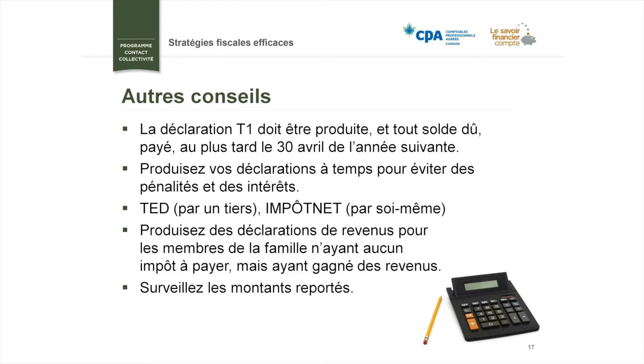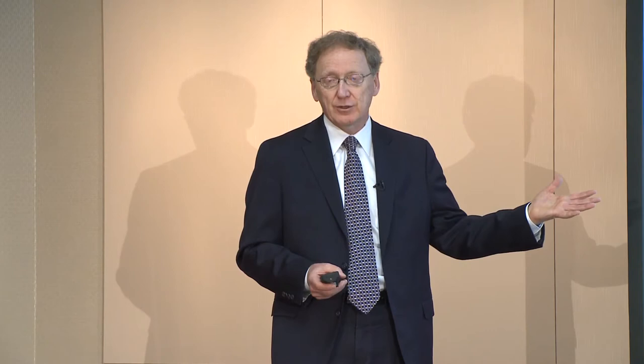If you don't have a very complicated return, e-filing is a wonderful way to do it. It's fast, it's efficient. And as we mentioned before, it's very important to file all family member returns. Could create RSP contribution room. There may be certain tax credits that they're entitled to that will actually give them refunds of tax when they haven't actually made very much income. So all that is very important to keep in mind.